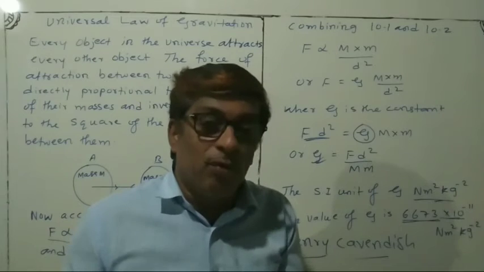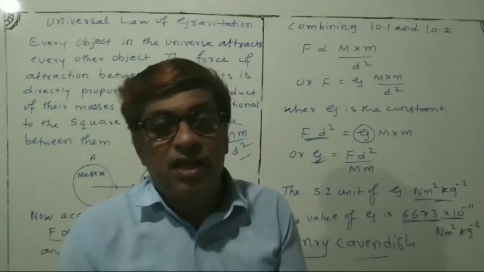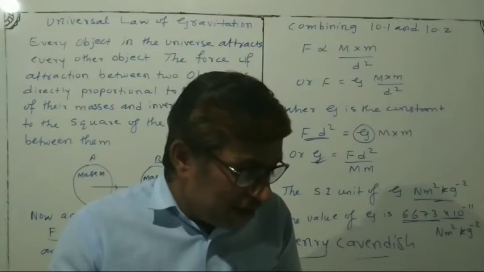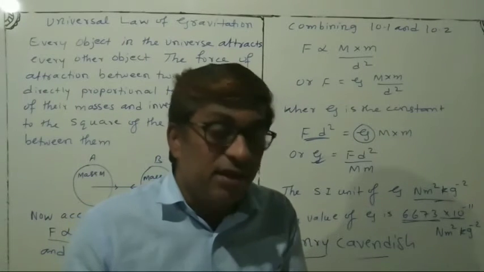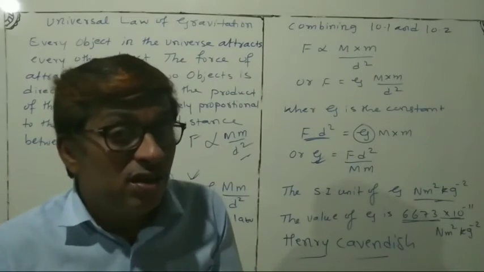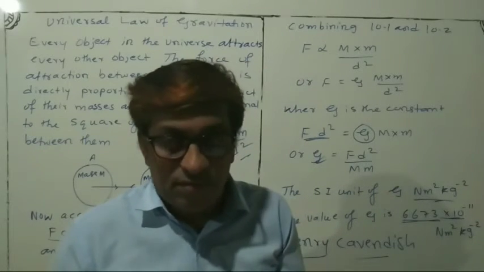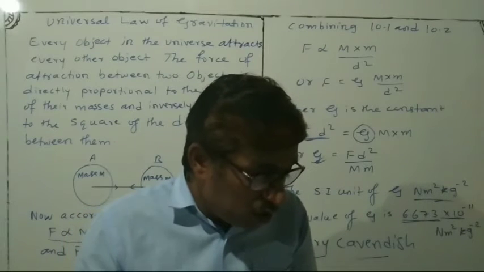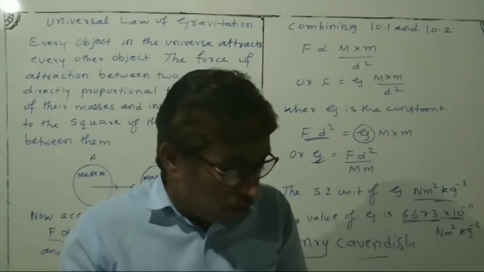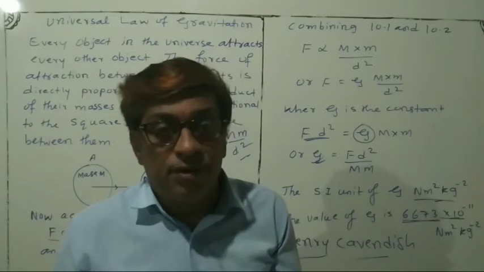Point number 1: the force that binds us to the earth. Binds means stick or join. This is the importance of the universal law of gravitation, point number 1. And the second one is the motion of the moon around the earth. Okay, this is the second point.